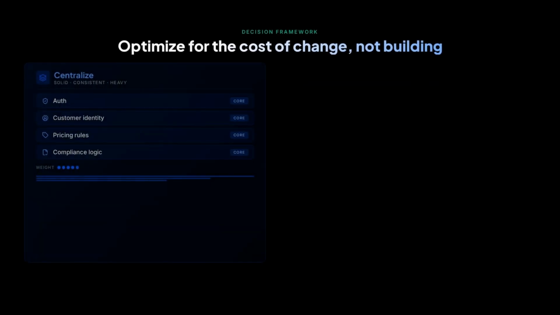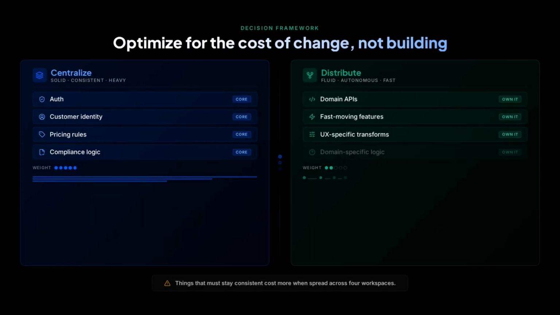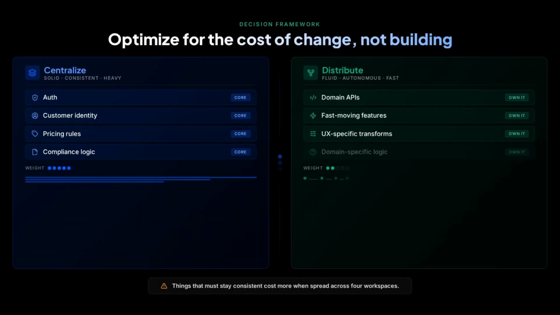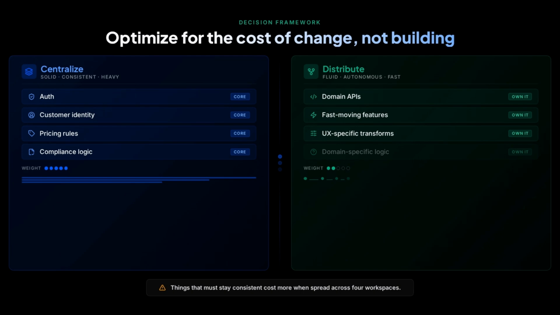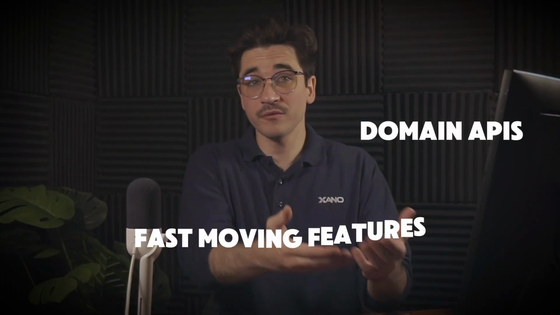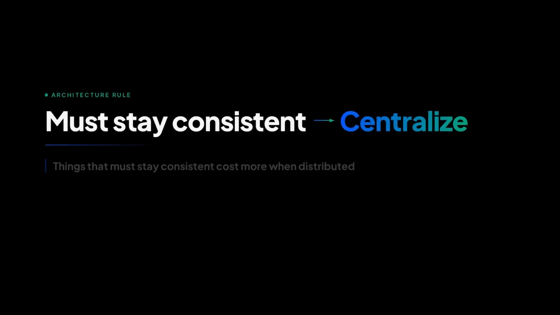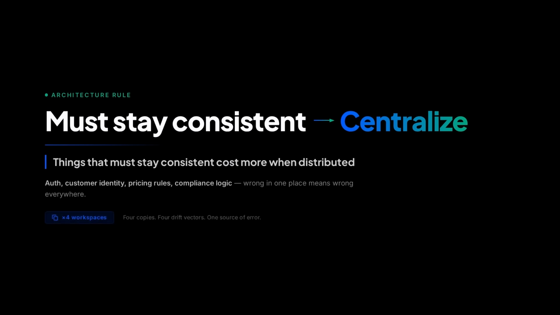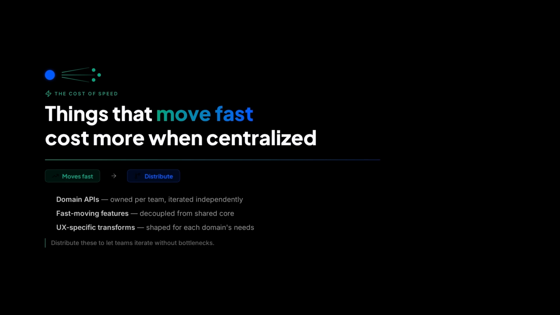But how do we decide? We want to centralize what must stay consistent. We want to distribute what moves fast. So we're going to centralize auth, customer identity, pricing rules, compliance logic, external integrations. Because if it's wrong in one place, that means it's wrong everywhere. What we want to distribute? Say domain APIs, fast-moving features, and UX-specific transforms. The rule? Well, we want to optimize for cost of change, not the cost of building. Things that must stay consistent cost more when they're distributed, and things that move fast cost more when they're centralized.